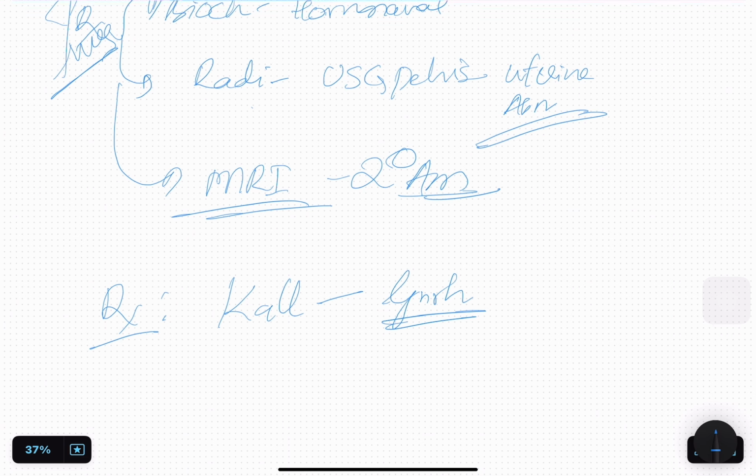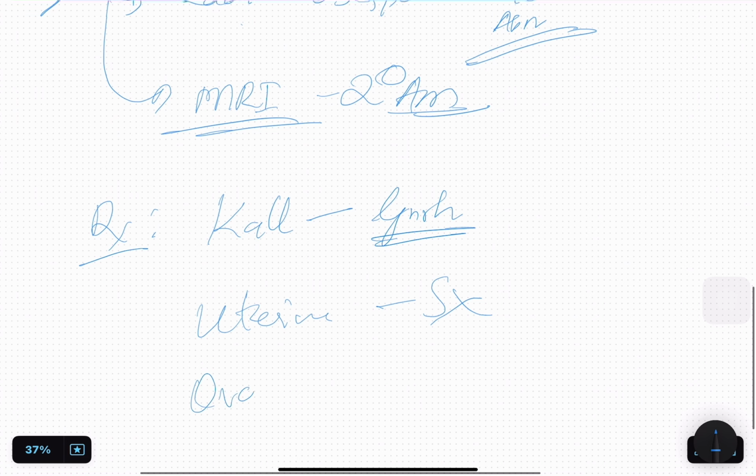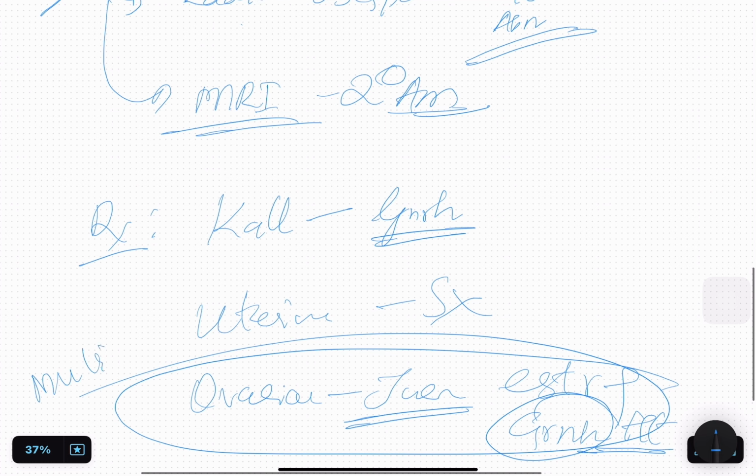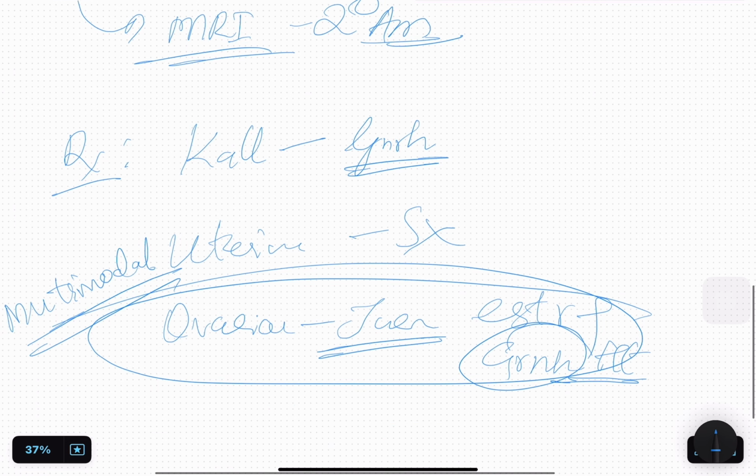It's continuous. Then if it's uterine abnormalities, surgery. Then it's ovarian. In case of Turner's, what do you do? Start an estrogen supplement and also GnRH, because height will be less, no. So this is a multimodal approach. In subsequent videos, if you want, put it in the comment section and I'll do a video on how to go about Turner's.